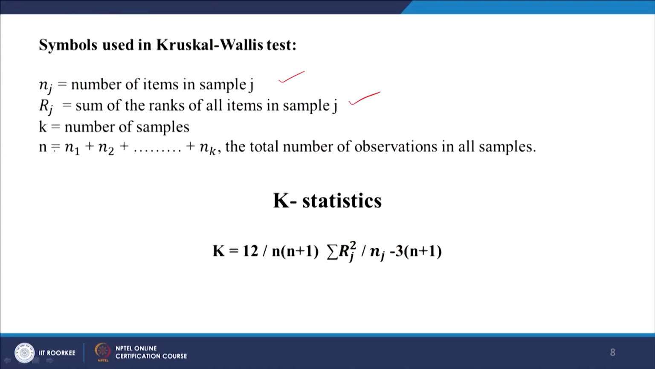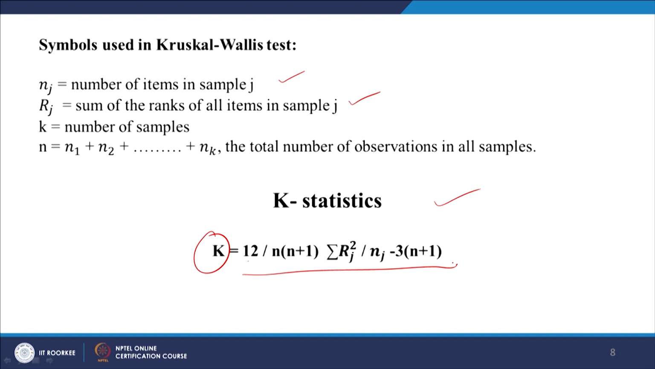Similarly, total n is equal to n1 plus n2 up to nk. The H statistic is to be measured, like you measured the Mann-Whitney U statistic. How is it measured? It is 12 divided by n into n plus 1, into the summation of the rank squared divided by nj, for sample j, minus 3 into n. This is the formula.